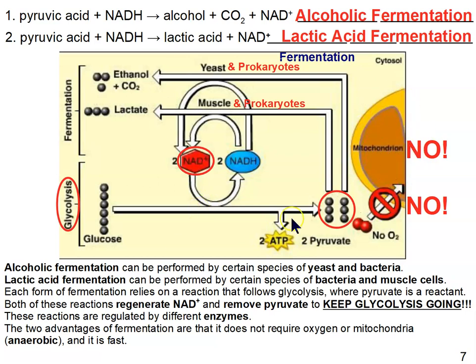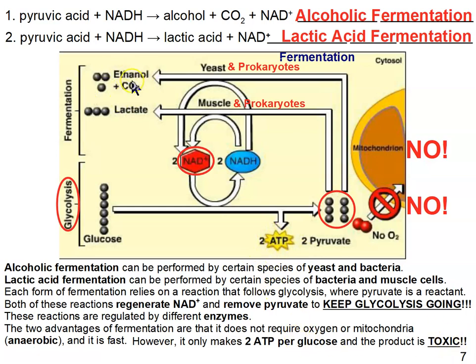So all of this, glycolysis takes place in the cytoplasm. So this is in the cytoplasm, the cytosol labeled on this diagram. And that's where fermentation takes place too. Doesn't involve mitochondria at all. So it can be performed by things that don't even have mitochondria, like prokaryotes. However, it only makes 2 ATP per glucose. That's a problem. And these products are toxic.